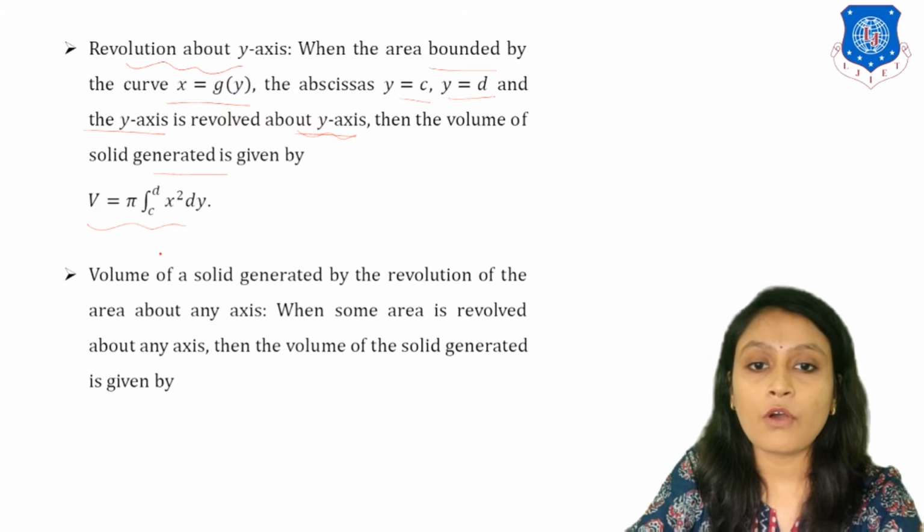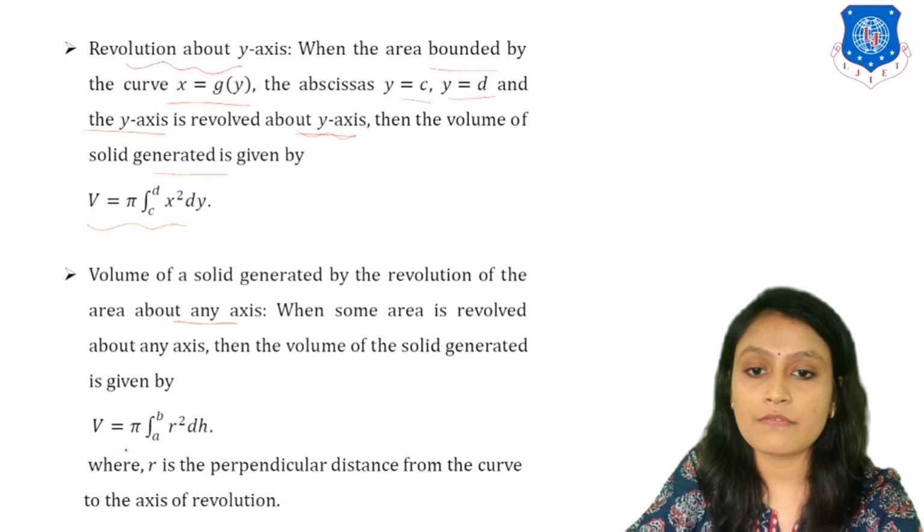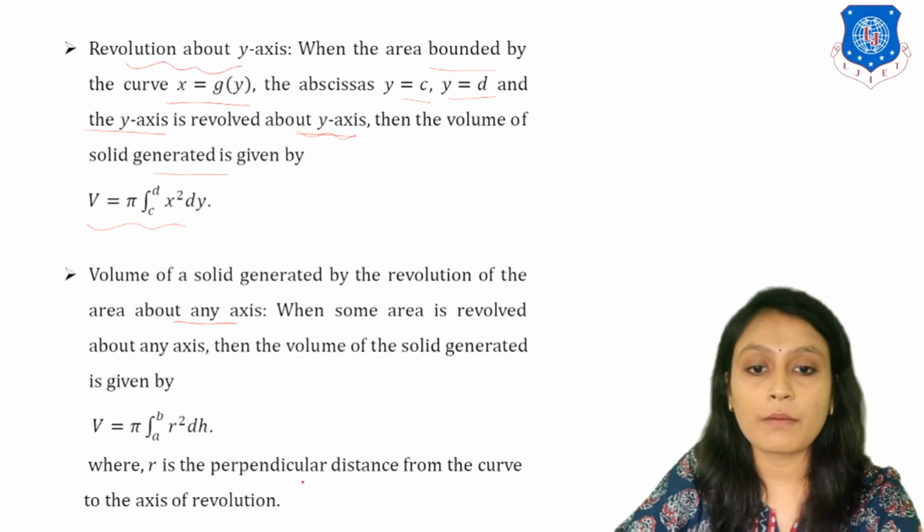Now, the volume of a solid generated by revolution of an area about any axis. When some area is revolved about any axis, the volume of the solid generated is given by V equals pi integration a to b r square dh, where r is the perpendicular distance from the curve to the axis of revolution.